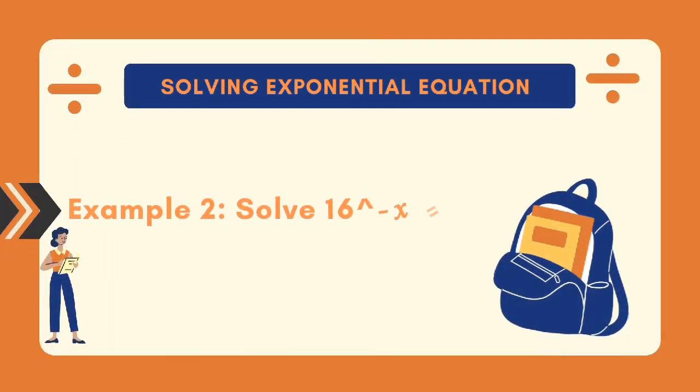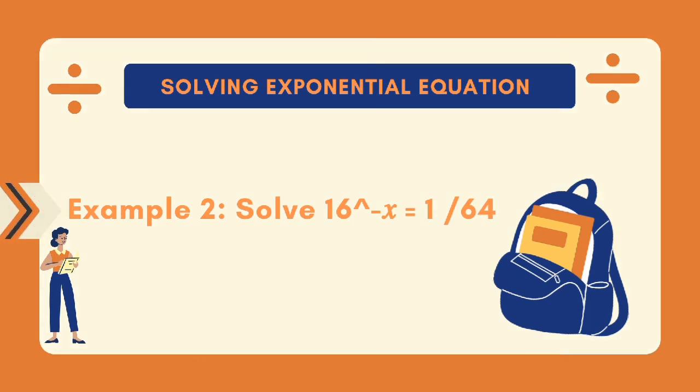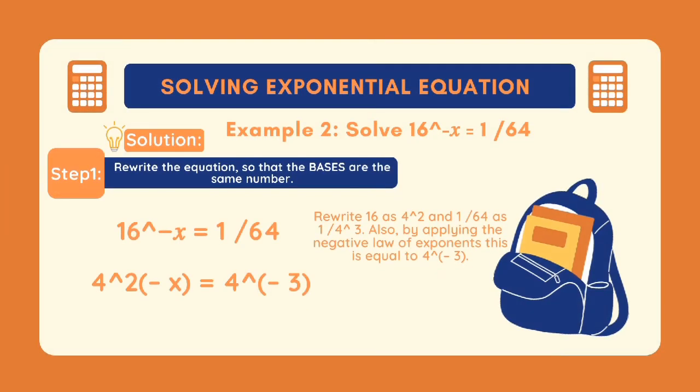Example number 2. Solve 16 raised to negative x equals 1 over 64. Step number 1. We rewrite the equation so that the bases are the same number. So, we will rewrite 16 as 4 raised to 2 and 1 over 64 as 1 over 4 raised to 3. Also, by applying the negative law of exponents, this is equal to 4 raised to negative 3. So, our equation will be 4 raised to 2 times negative x equals 4 raised to negative 3.